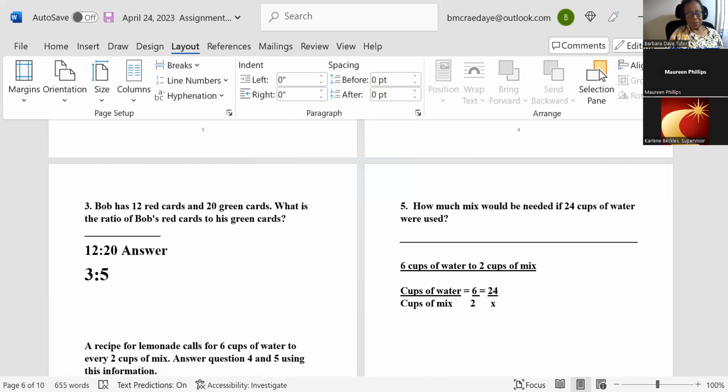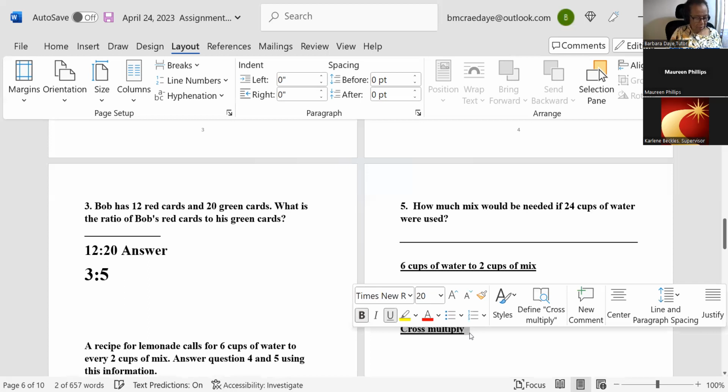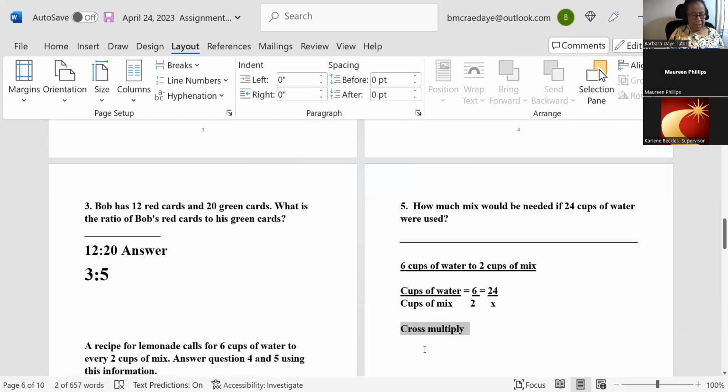We multiply 6 by the X, right? That's right, cross multiply. And what do you do with the 24 and the 2? You multiply and it'll be 48. That's right. Very good, Maureen. Cross multiply, and that's how you got the 6x. So you get 6x equals 48.